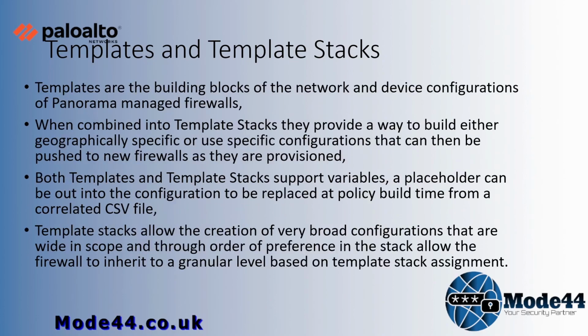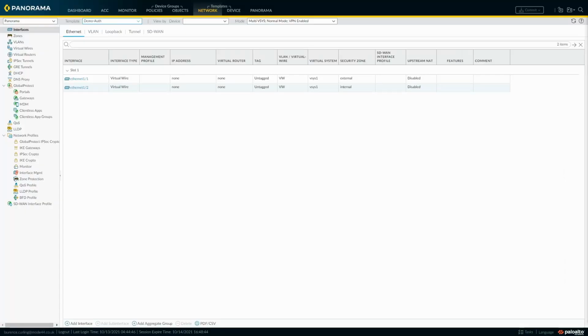Okay, and as I said, they allow the creation of very broad configurations that are wide in scope all the way through, and then by order of preference will inherit to a granular level. When I say inherit, it'll inherit the broad level, anything that doesn't change going down that stack of 8, because the most templates you can have in a stack is 8. As you get down to the bottom, it doesn't inherit any changed value. So the global value won't override the one at the bottom.